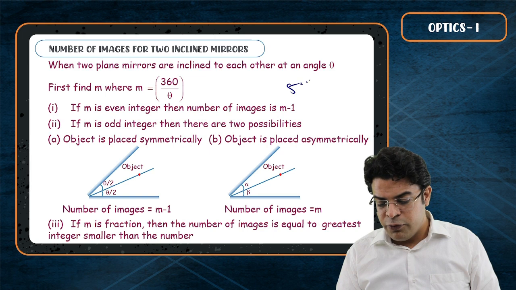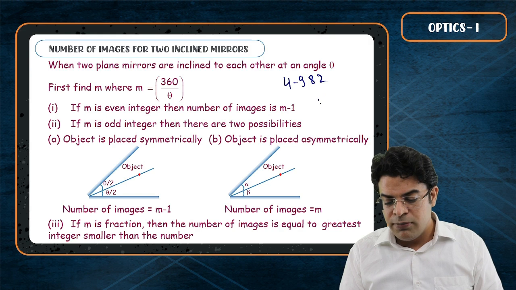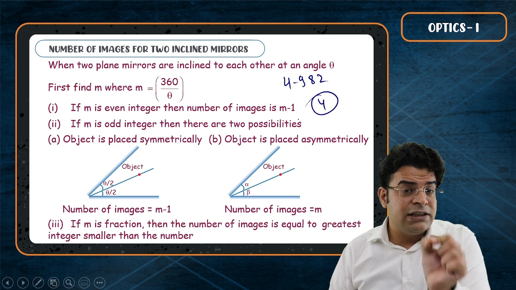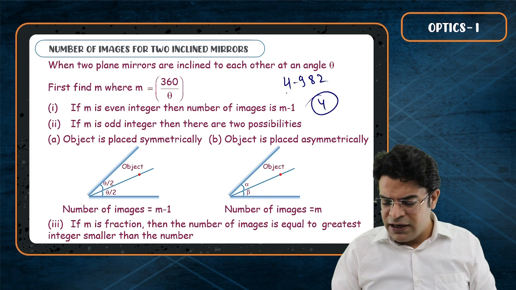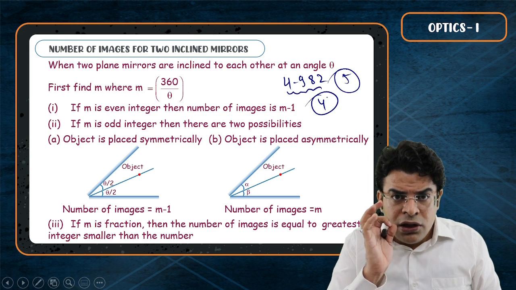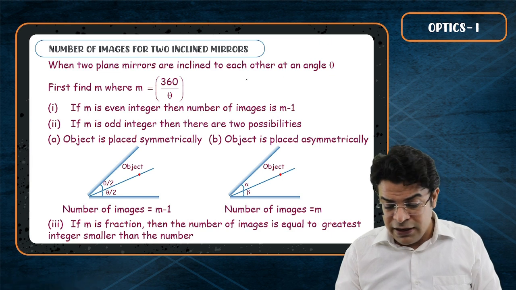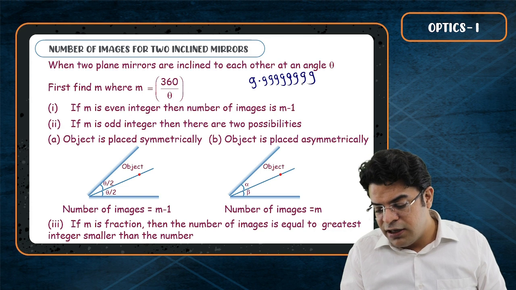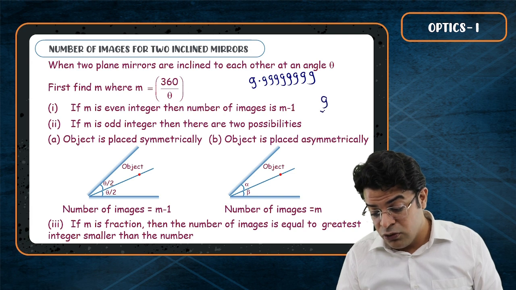So if you get 5.334, the number of images will be 5. If you get 4.982, the number of images will be 4. You just have to think of the greatest integer smaller than this number. The students have this bad habit that they say if I get 4.982, I will round it off and the answer should be 5. No. You have to think of the greatest integer smaller than the number. So even if you get 9.999999999, you should report the number of images as 9. Do not round it off to 10.